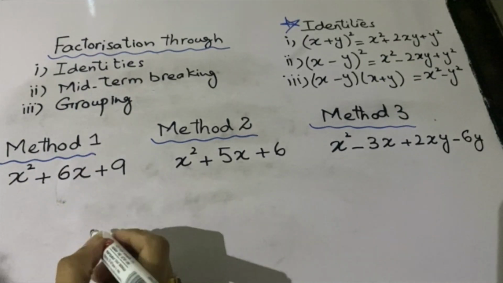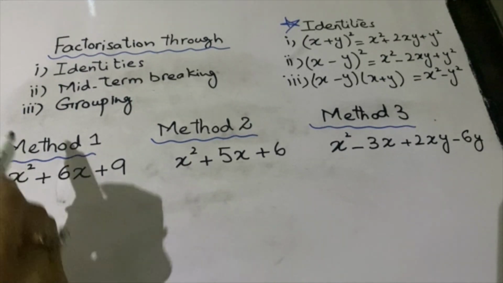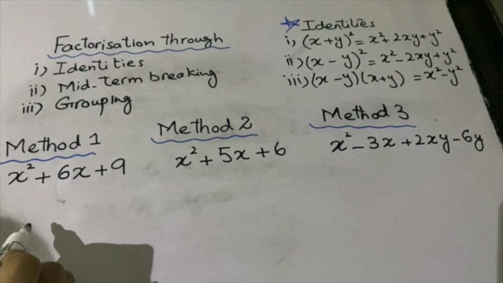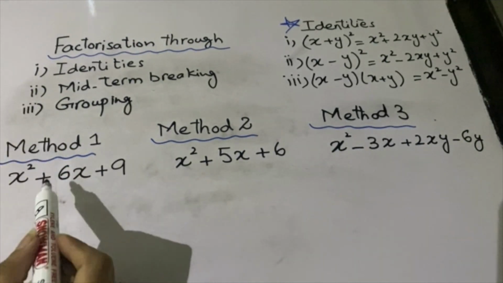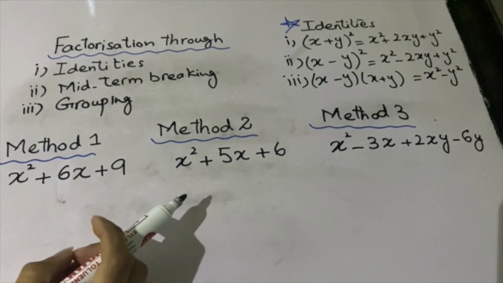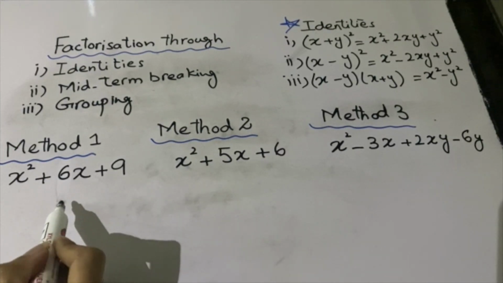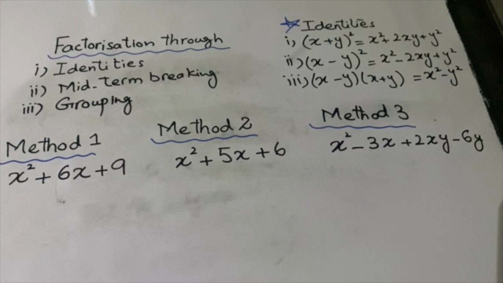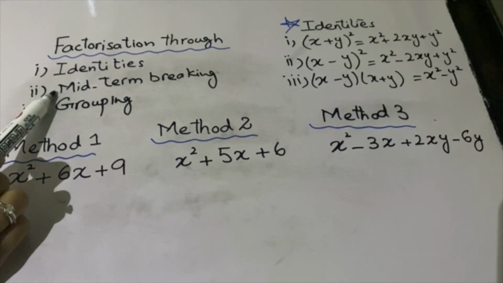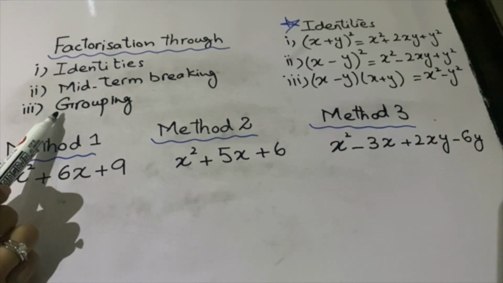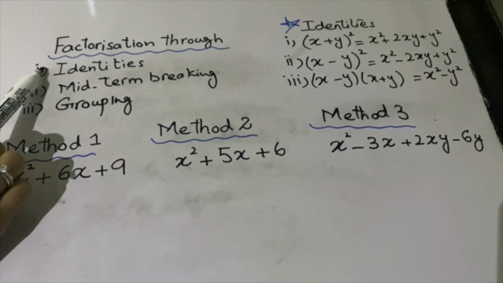Hello everyone. Our today's topic is factorization. In algebra, that is a commonly used part, which is factorization. So if we are given some expressions, we have three methods to factorize the expression. First is by applying identities, then through middle term breaking, and then by grouping. So we will start with the first one, by applying identities.